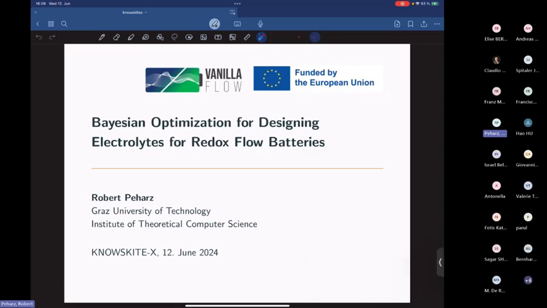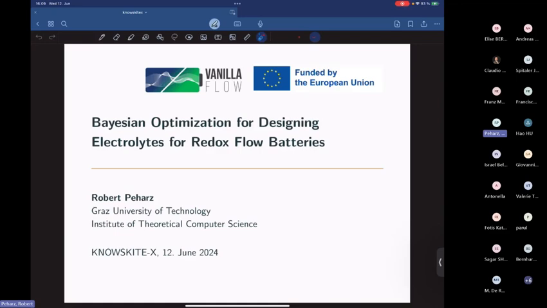I'm very new to material science. I'm a machine learning person, probabilistic machine learning mainly, so putting probability at the center of attention of learning machines. I'm new to this field, but this is rather new work. I want to talk about this project called Vanilla Flow, which has been funded by the European Union, by the European Innovation Council, about Bayesian optimization for designing electrolytes for redox flow batteries.